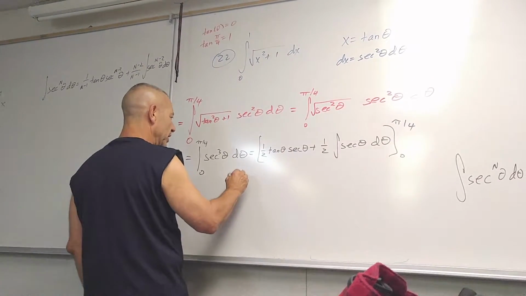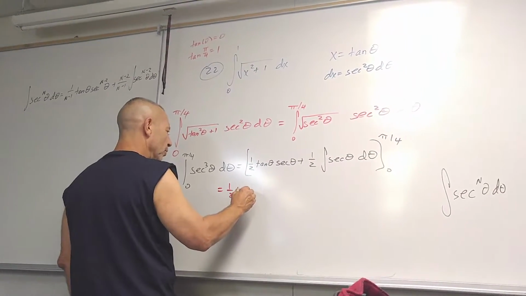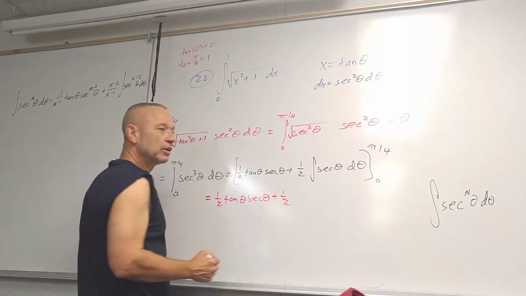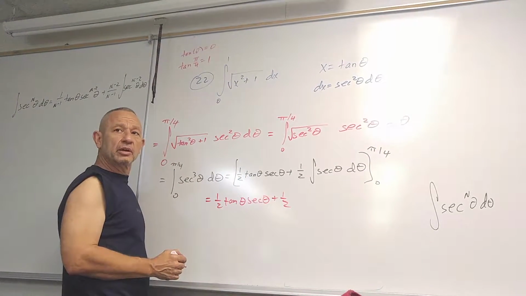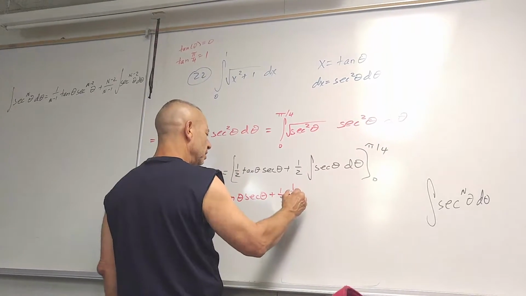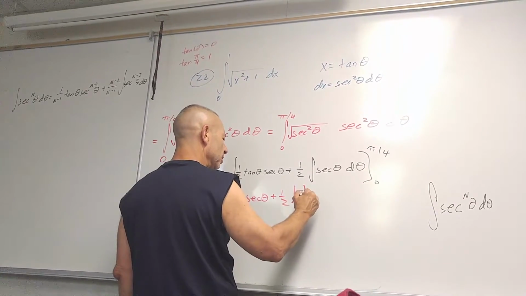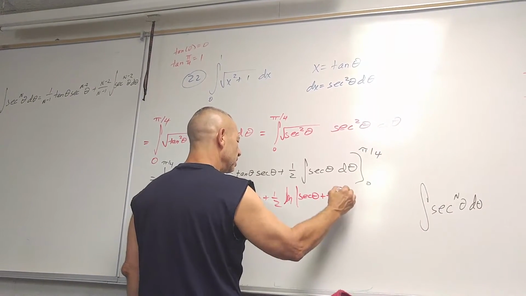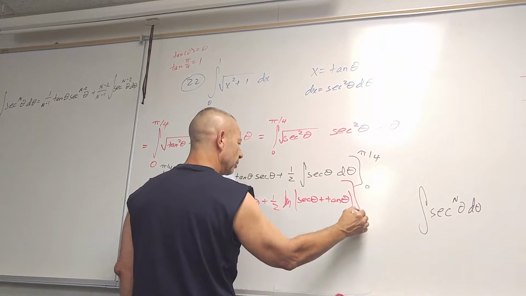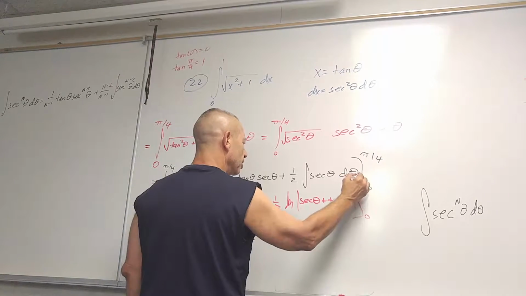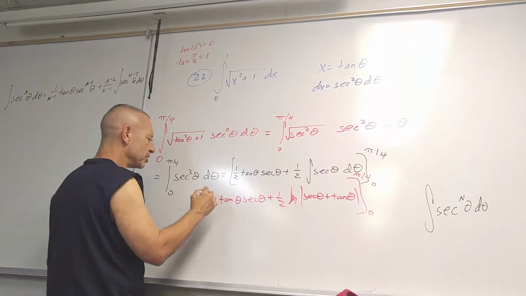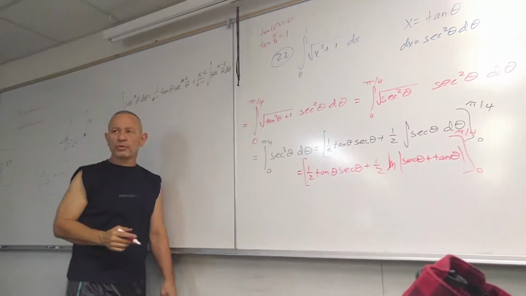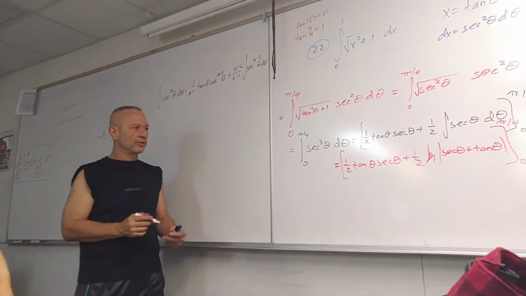Somebody tell me, well, let me write this down. 1/2 tan theta secant theta plus 1/2 the integral of the secant, ln absolute value of secant theta plus tan theta, and remember this is all evaluated from 0 to pi over 4. We didn't need the absolute values because secant and tan are both positive on 0 to pi over 4.